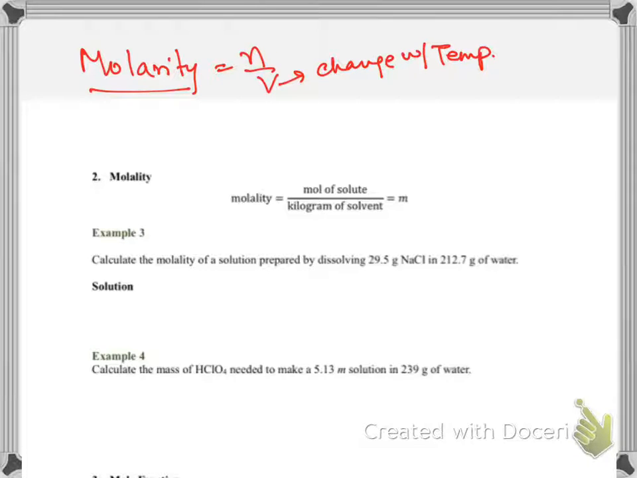So we are trying to discuss the ways here that are independent of temperature. So percent by mass, molality, all the methods that I am discussing here are independent of temperature. Molality is denoted by lowercase m. Molarity was uppercase M. And what is molality? It is the moles of solute dissolved in a kilogram of solvent. So that means you want your solute in moles and solvent in kilograms.